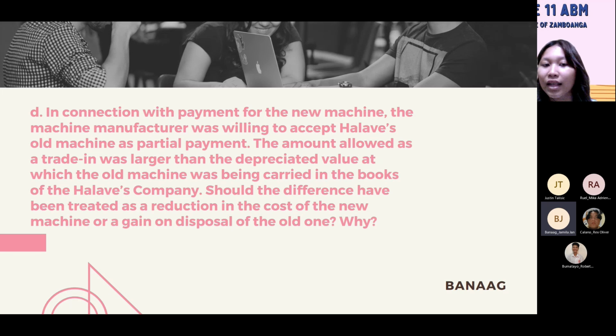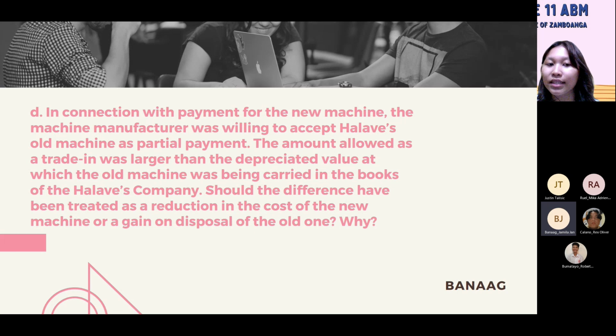Letter D. In connection with payment for the new machine, the machine manufacturer was willing to accept Halabe's old machine as partial payment. The amount allowed as a trade-in was larger than the depreciated value at which the old machine was being carried in the books of Halabe's company. Should the difference have been treated as a reduction in the cost of the new machine or a gain on disposal of the old one, and why?